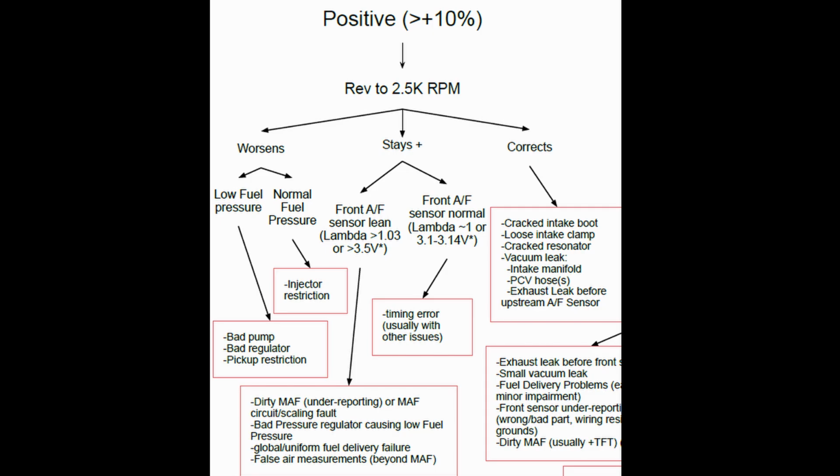Some of this might overlap with the worsens category. However, a dirty MAF can cause a P2096. Generally, in this scenario, it'd be underreporting.